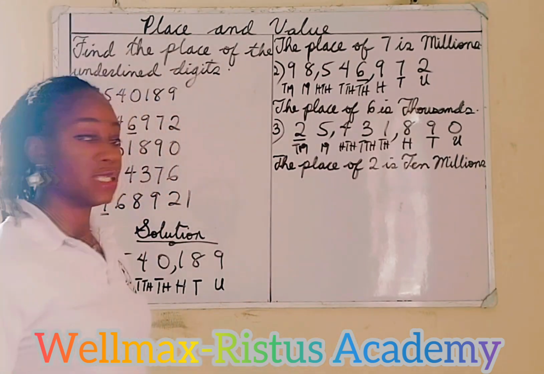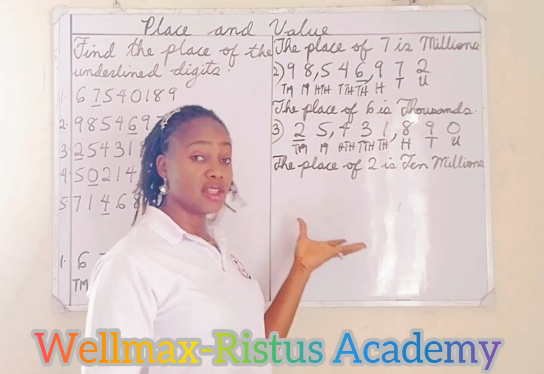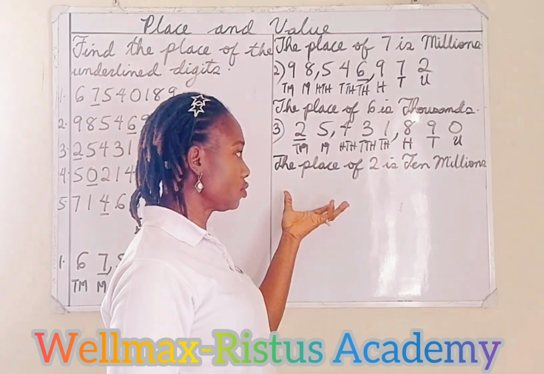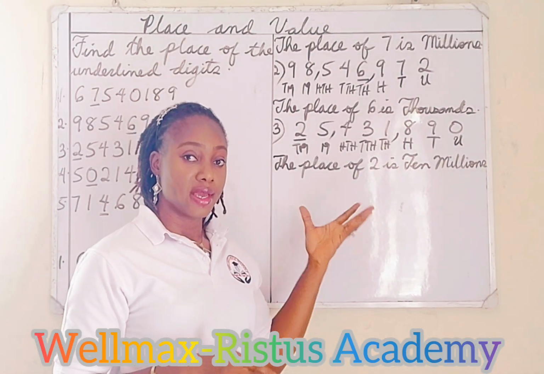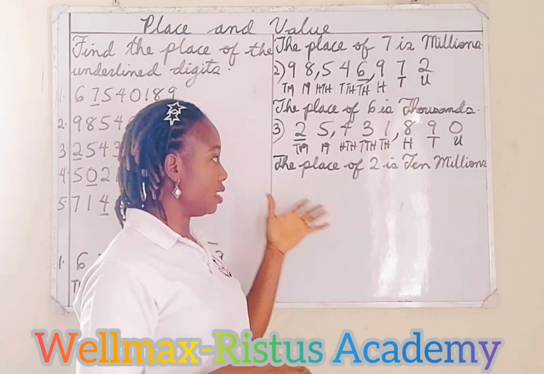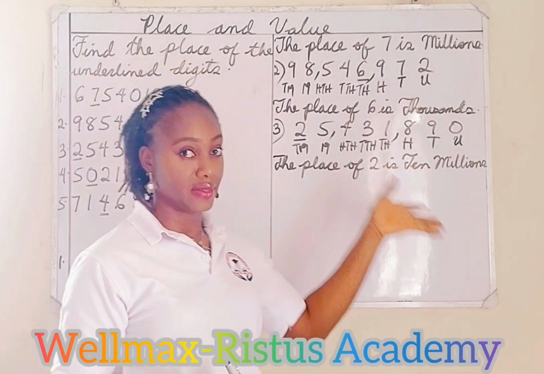Okay, 10 millions. After this, we're going to learn how to find the value of numbers in digits. Okay, in a couple of numbers like this.